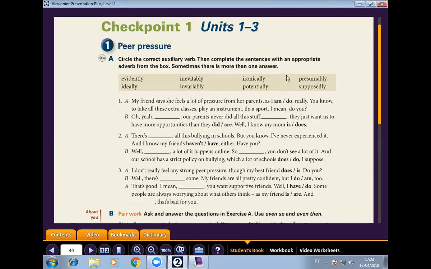And now you have to add the adverb. Here we have some adverbs that it is possible to add, because in the exercise sometimes there is more than one answer. So here it is possible to add ironically, presumably. So you can add them, no problem. So let's work with ironically. Our parents never did this stuff.